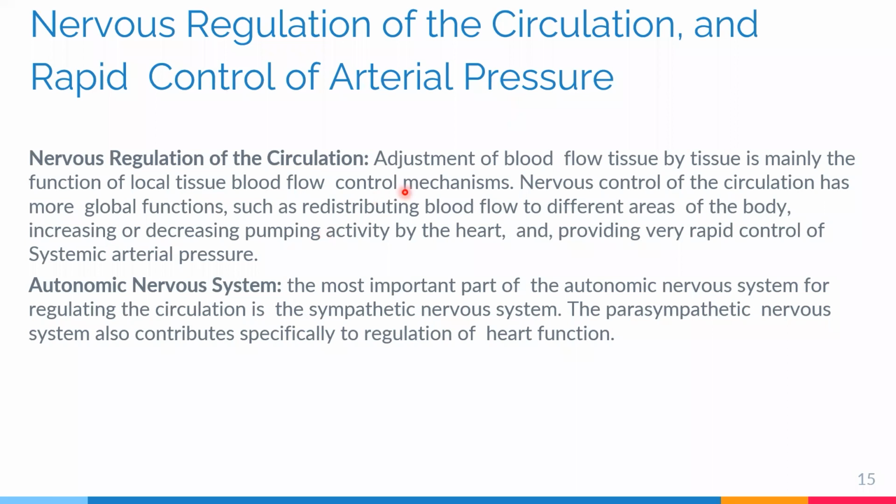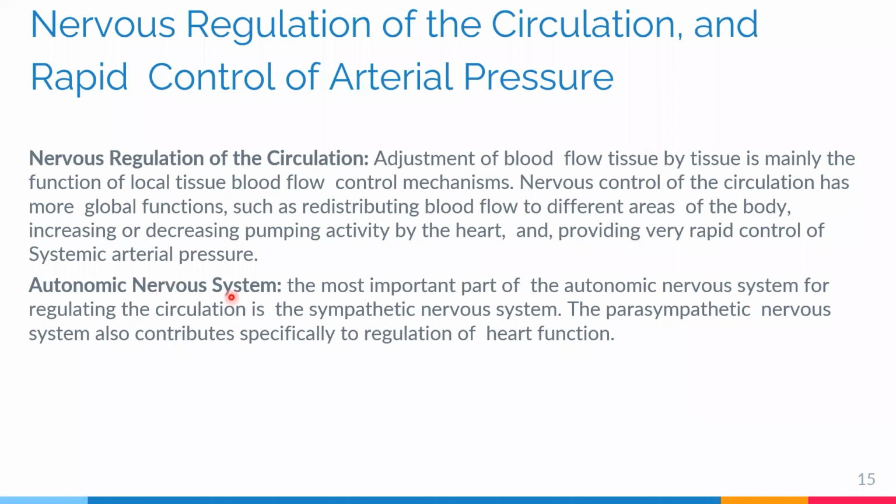Nervous regulation of circulation is the adjustment of blood flow tissue by tissue. Adjustment of blood flow tissue by tissue is mainly a function of local tissue blood flow control mechanisms. Nervous control of circulation has more global functions, such as redistributing blood flow to different areas of the body, increasing or decreasing the pumping activity by the heart, and providing very rapid control of systemic arterial pressure. Thus, nervous regulation is involved in the overall control of blood flow rather than local tissue level specific control of blood flow, which is done by the local acute system.